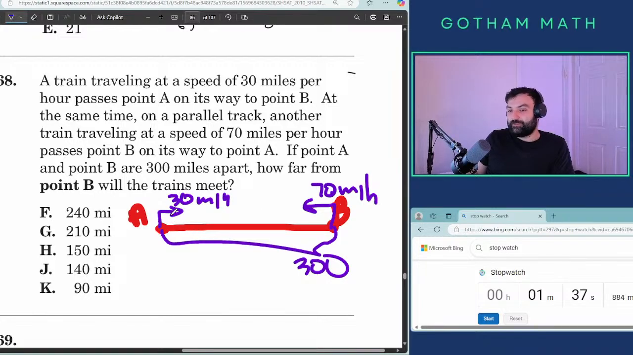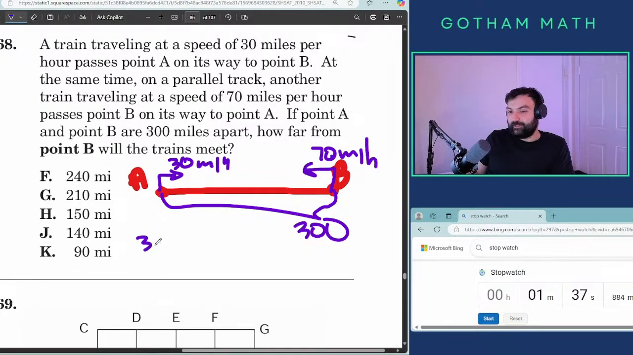But how? Since they go towards each other, that means their speeds add up. We have to add up their speeds because they're moving towards each other. Basically the speeds added up get 100 miles per hour.